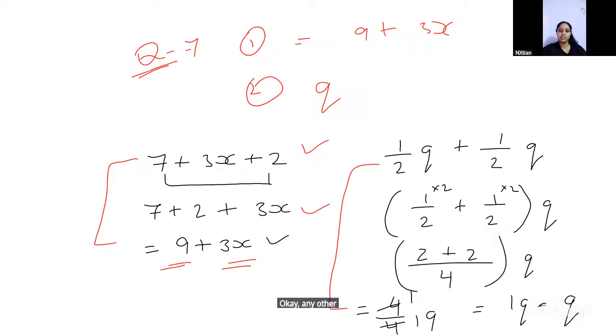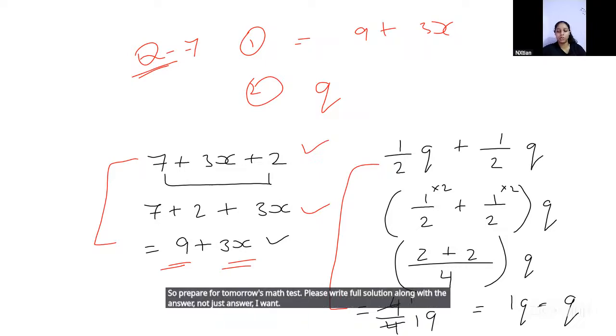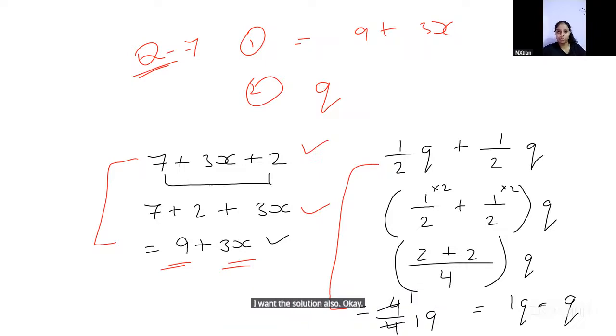Any other doubt from the test? Anything else? No, ma'am. Okay. All right. So prepare for tomorrow's maths test. Please write full solution along with the answer, not just answer. I want the solution also. I want your homework, Anna, Emma, and Joshua, all three of you, of 7th chapter. I need the homework. Abraham and Nathaniel have submitted.